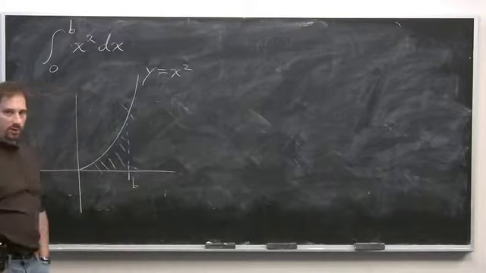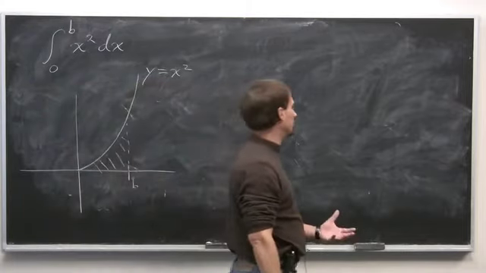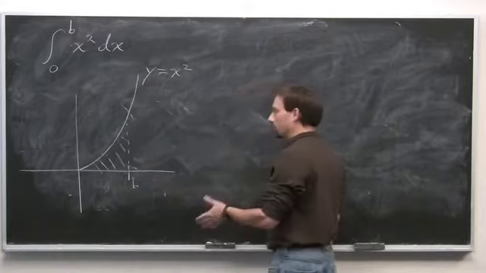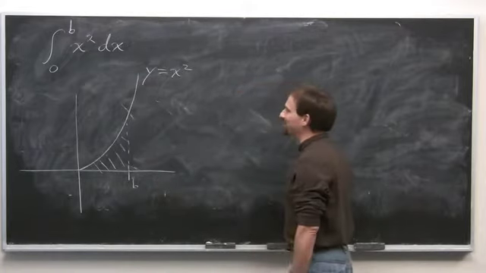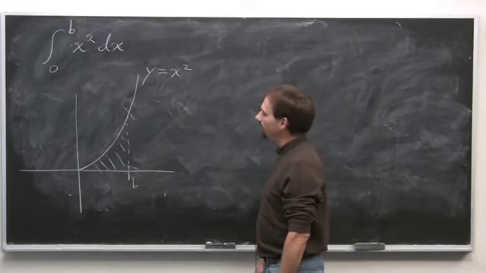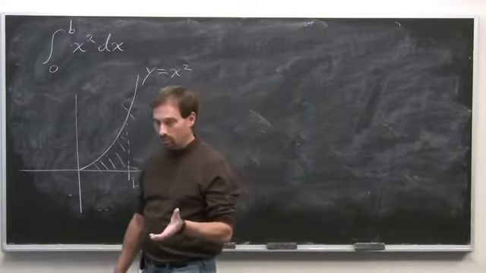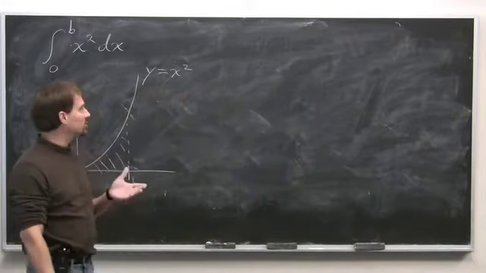Well, too bad. We don't have any nice formulas from high school geometry that will help us with this, or at least I didn't learn any in high school geometry that would help me with this. So we just have to take a limit of Riemann sums. There's no real choice. We know that the integral exists because y equals x squared is continuous.